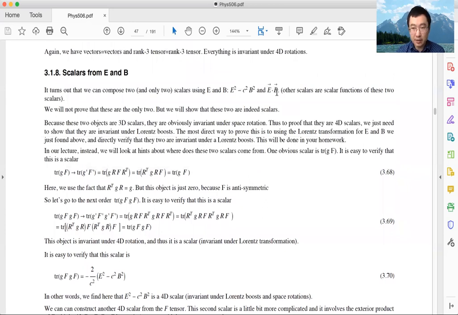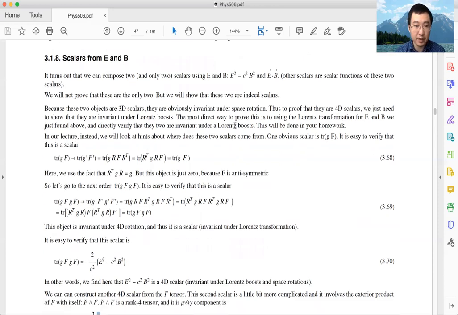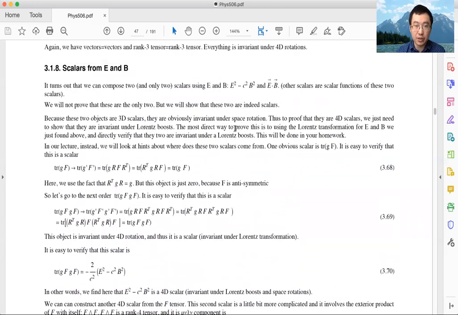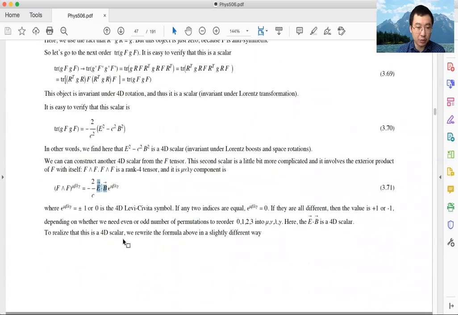It turns out we can prove this, but we will not spend the time to prove it. I'll just give you the conclusion. If we want a quadratic form of E and B, quadratic form meaning E squared, B squared, or E times B, to be a scalar, these are the only two. This is one, and this is the other. There's no way to get any other scalar from the quadratic form of E and B. So these are the two scalars, and we demonstrated where they come from.